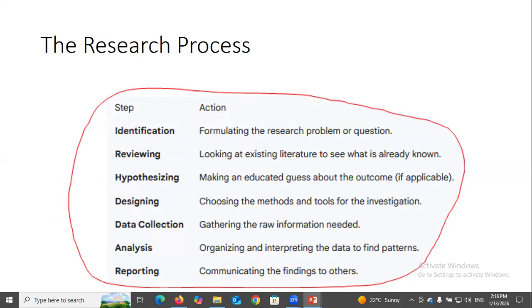The research process: identification, reviewing, hypothesizing, designing, data collection, analysis, and reporting. Identification, formulating the research problem or question. Reviewing, looking at existing literature to see what is already known. Hypothesizing, making an educated guess about the outcome if applicable. Designing, choosing the methods and tools for the investigation. Data collection, gathering the raw information needed. Analysis, organizing and interpreting the data to find patterns. Reporting, communicating the findings to others.